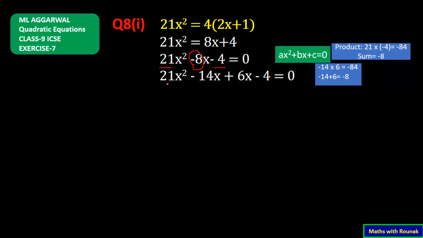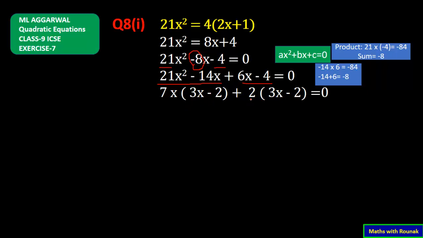We can take 7x common from these two terms, and we can take 2 common from these two terms. After simplifying, the result we get is 7x(3x − 2). When we take 7x common from 21x², we are left with 3x, and when we take 7x common from minus 14x, we are left with negative 2, plus 2(3x − 2) = 0. If we take 2 common from 6x, we are left with 3x, and if we take 2 common from negative 4, we are left with negative 2.